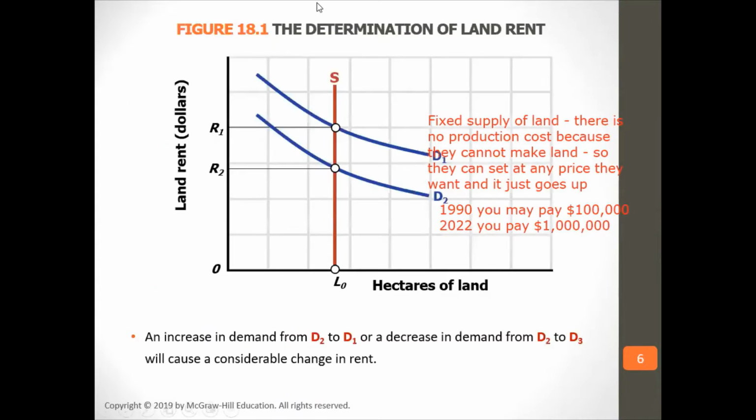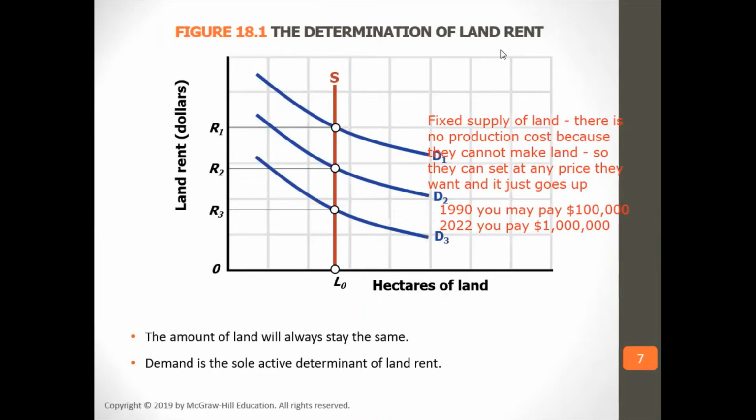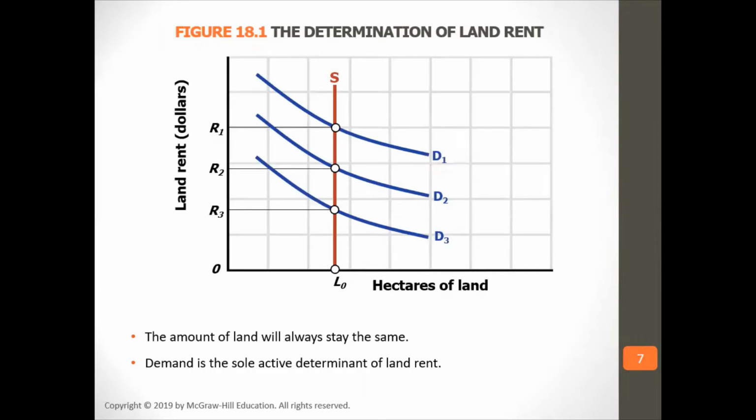This is kind of like the Toronto housing market. It just keeps going up like that. It just doesn't have a limit. It can go up as high as it wants, and we see that all the time. Housing prices and land prices just keep going up. So it's perfectly inelastic, and the amount of land will always stay the same.